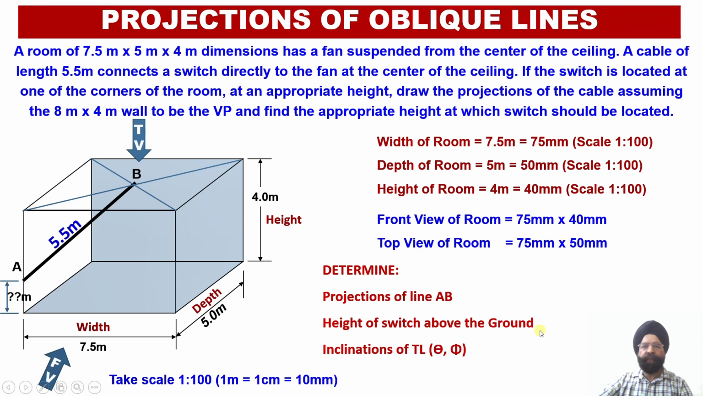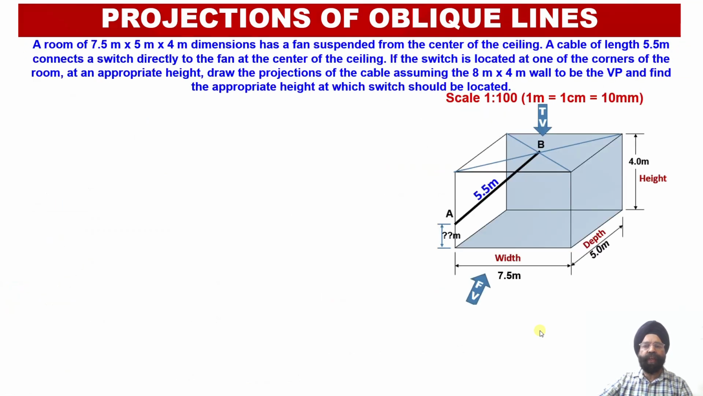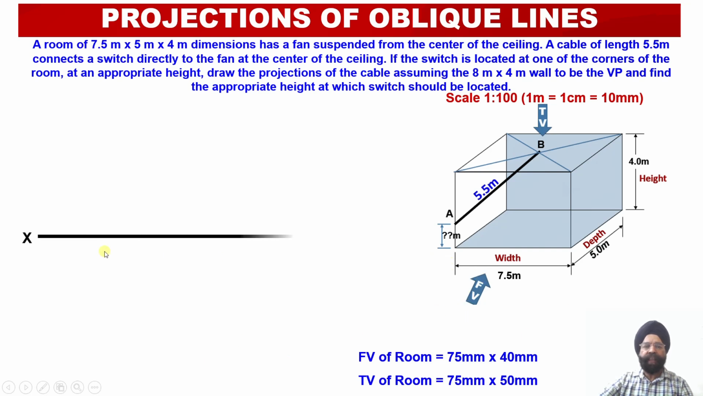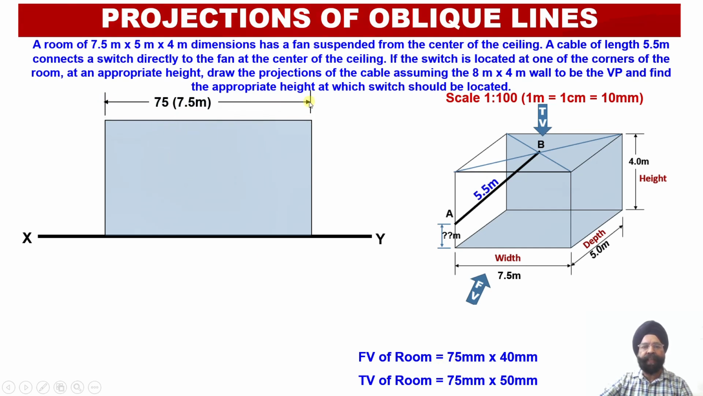Now let us proceed with the construction of the orthographic projections of this room. We know that in the front view, we are going to get the width equal to 75 millimeter and the height equal to 40 millimeter. So the front view will be represented with the help of a rectangle measuring 75 millimeter, the width, and 40 millimeter, the height of this particular room. This is the front view orthographic projection of this room.